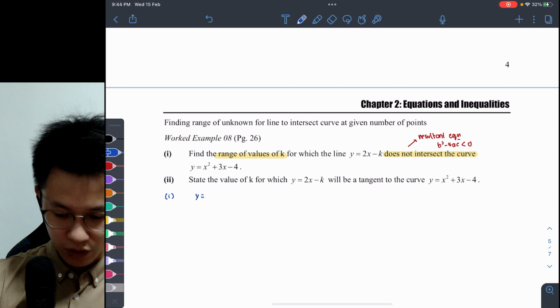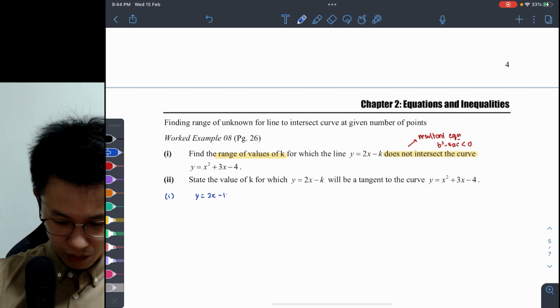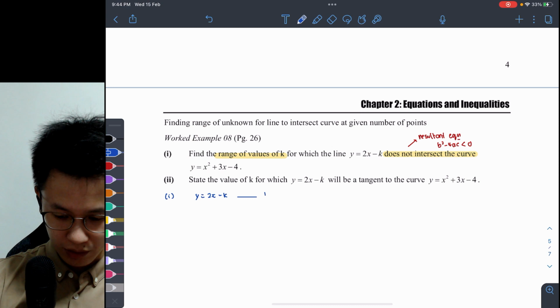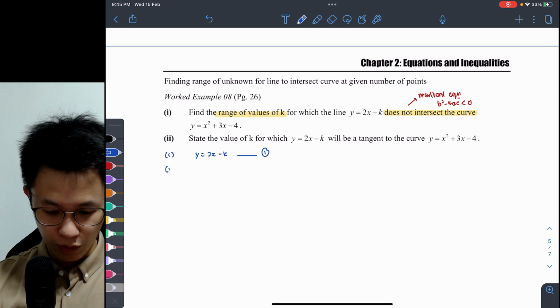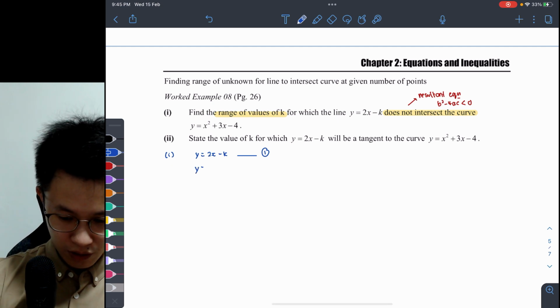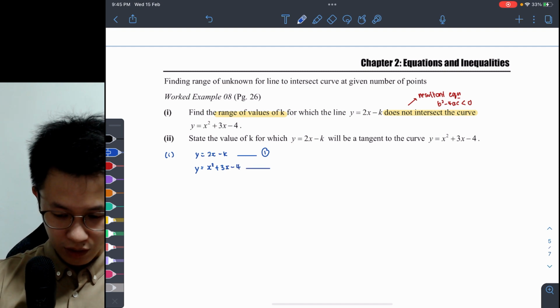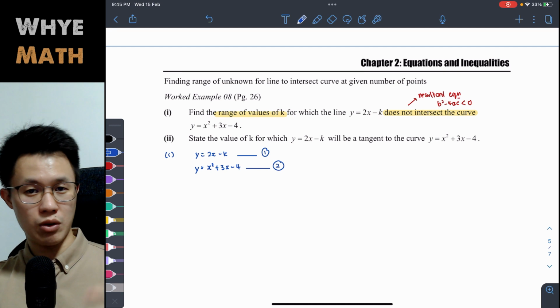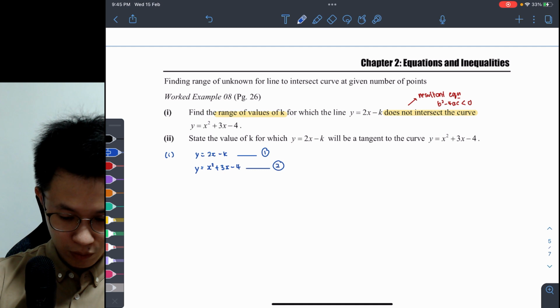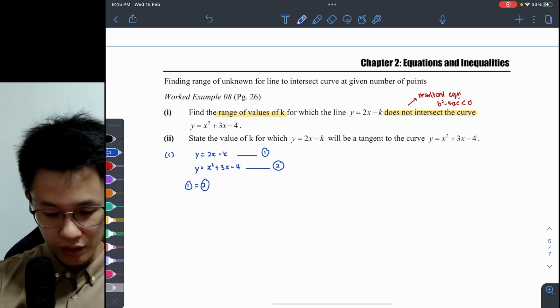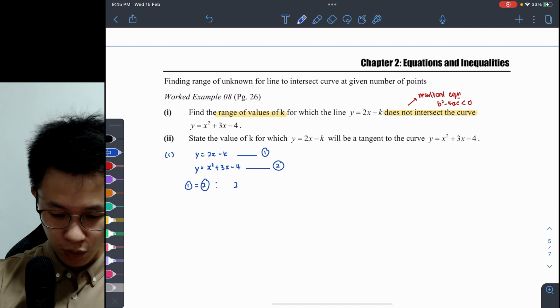So we have y equals 2x minus k, that's equation 1. Okay, you might want to write that down. And then we have y equals x squared plus 3x minus 4, which is equation 2. In fact, we're going to equate them together because when you equate them together, you will get a resultant equation, and the resultant equation will be in terms of k. So 1 equals 2 because of y. So we have 2x minus k equals x squared plus 3x minus 4.